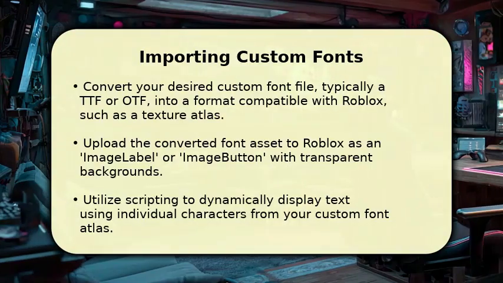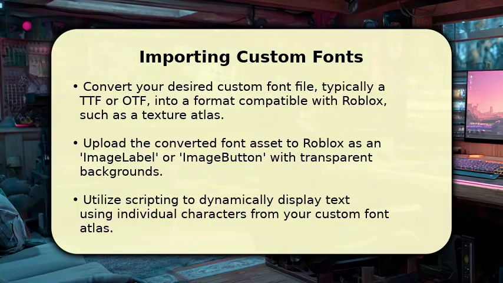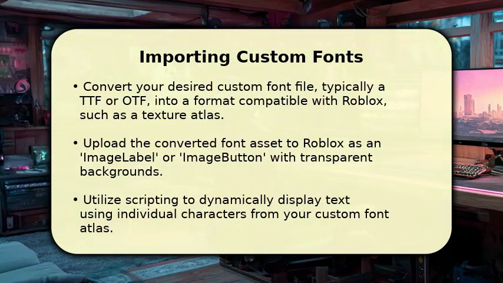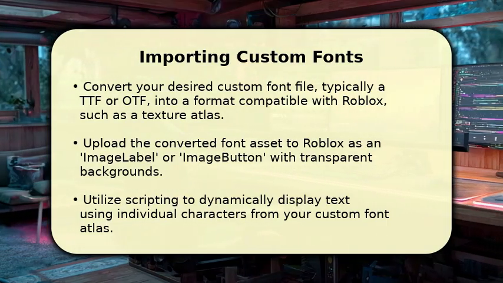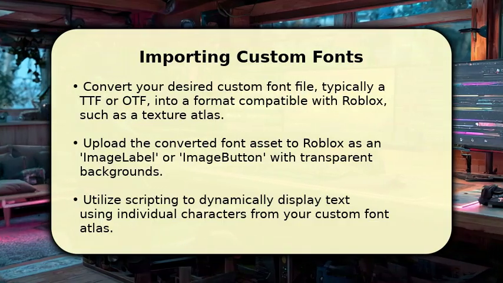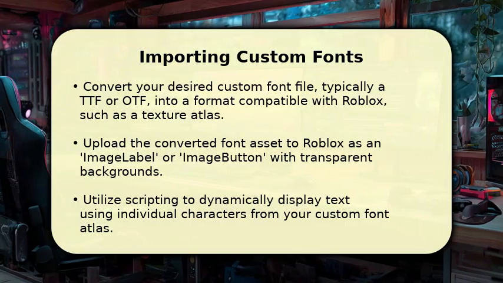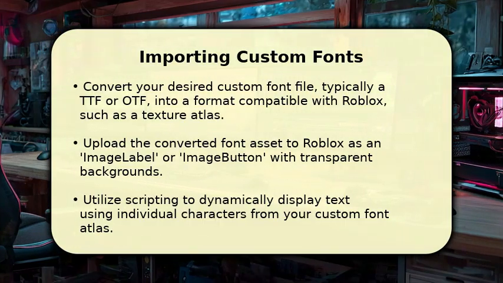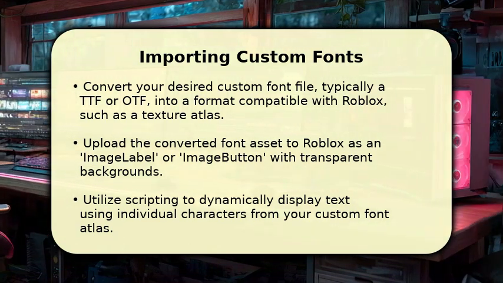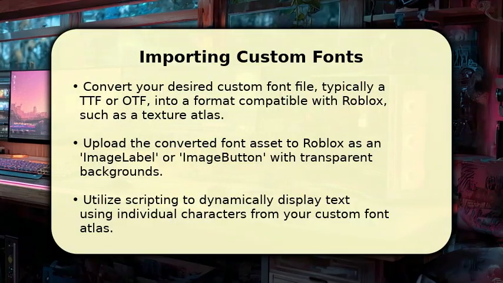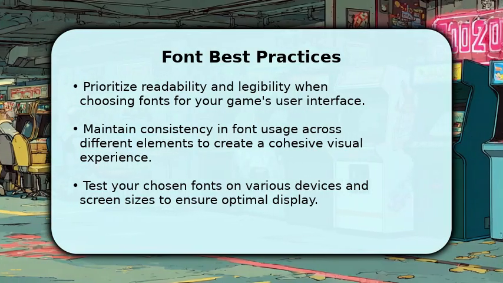Importing custom fonts requires a bit more effort. You'll need to convert your font file, usually a true type font or open type font, into a texture atlas. This atlas, essentially an image containing all your font's characters, can then be uploaded to Roblox as an image label. From there, you'll use scripting to display text by piecing together individual character images. There are also several excellent community plugins available that can significantly streamline this entire process, making it much more manageable for developers.